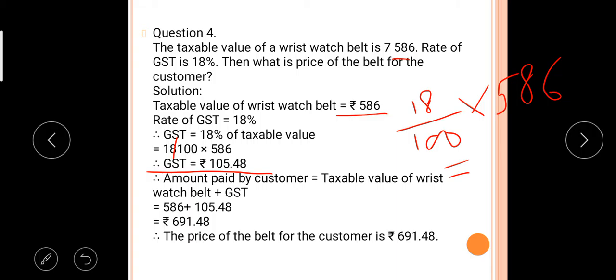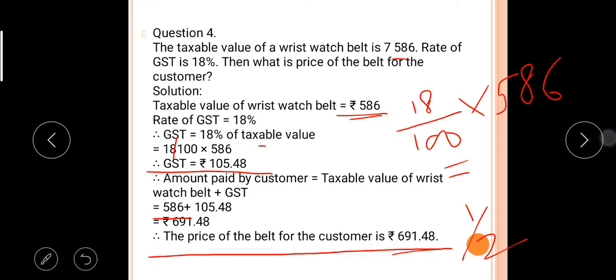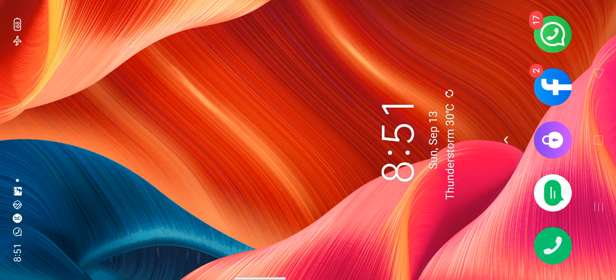So the amount to be paid by the customer is how much? Taxable value plus GST. Taxable value is 586 and GST is 105.48, and therefore the total amount paid by the customer is 691.48 rupees. It is compulsory to write this statement, because for this statement you will get the half marks. Okay, next.